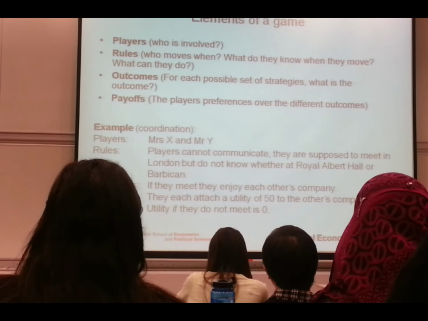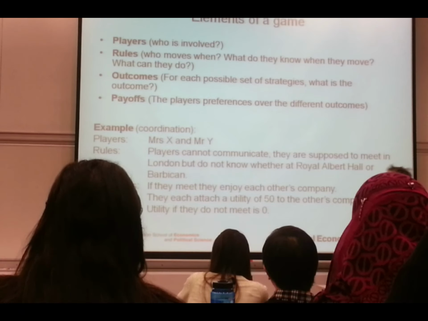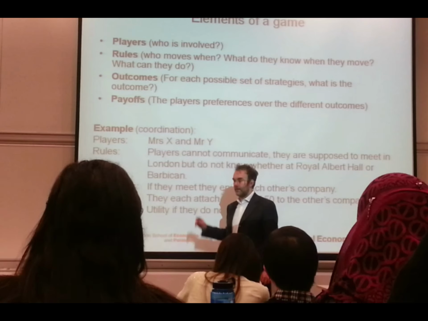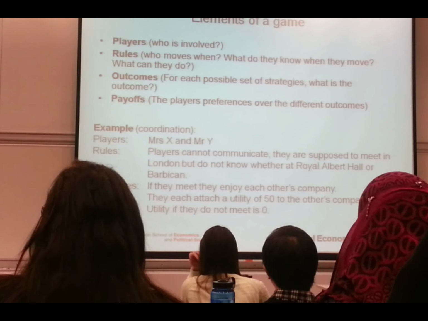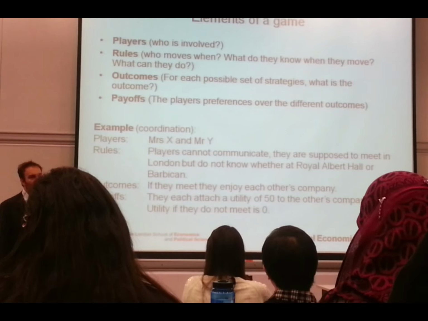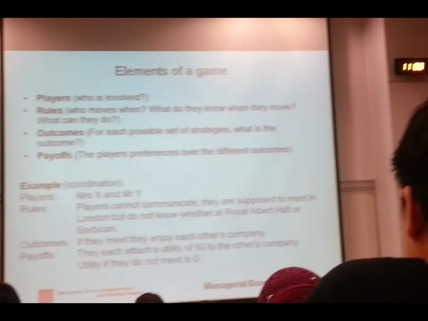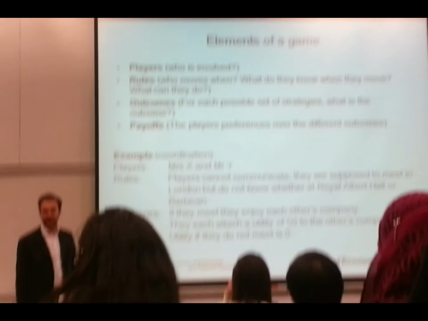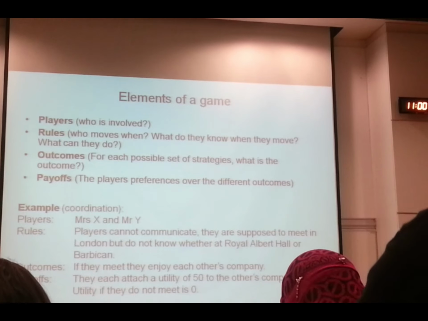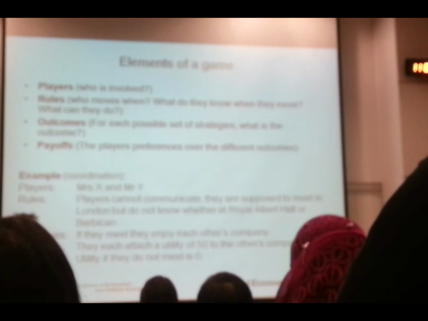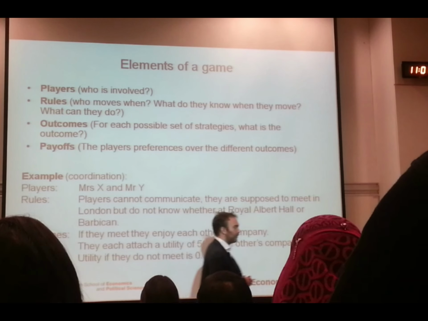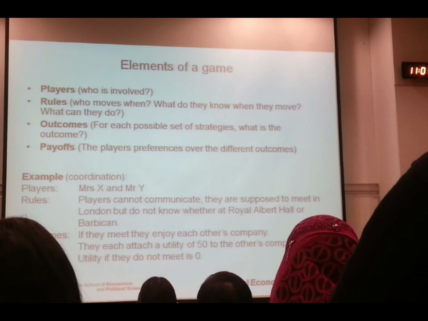So let's think of an example. This is an example of the so-called coordination game. We have Mrs. X and Mr. Y as the players. The rules of the game are that they cannot communicate with each other, but they know they're supposed to meet at a certain time somewhere in London. And there are two possible places: the Royal Albert Hall, which is in the west of London, or the Barbican, which is in the east of London. One person cannot be at two different places at the same time, so they have to make a choice between the Royal Albert Hall and the Barbican.